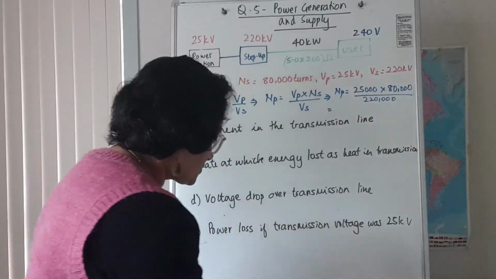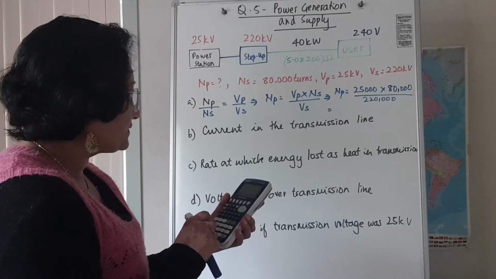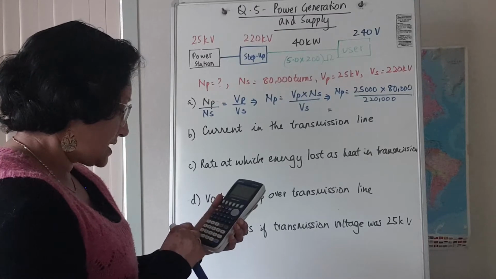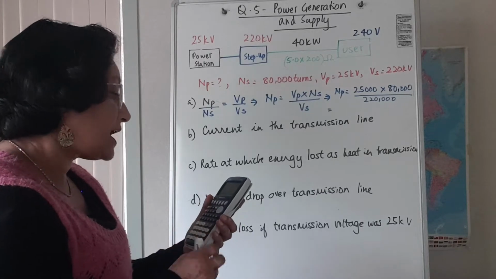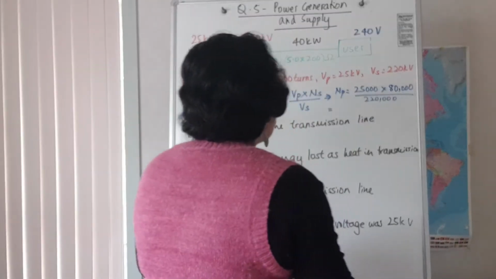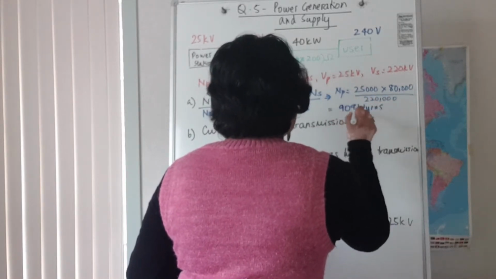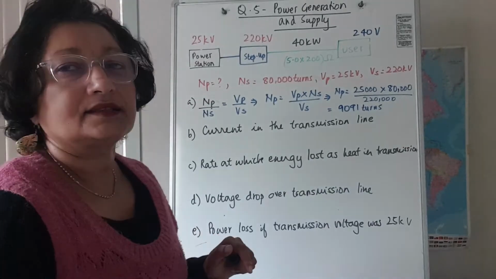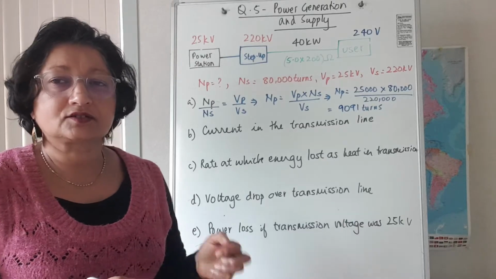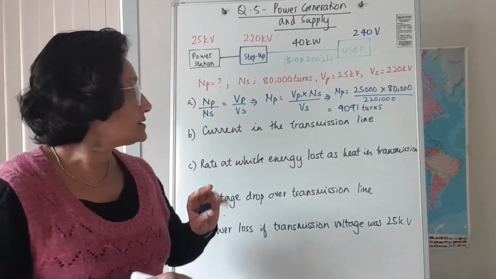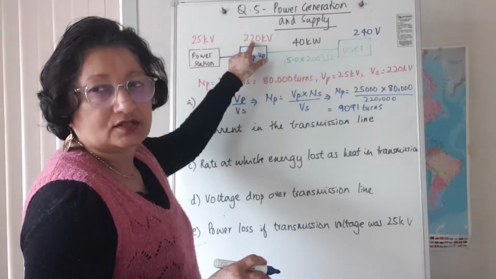And then when you do all that, 25,000 times 80,000 divided by 220,000, you get 9090.9. So that is about 9091 turns. So that's the answer to this part. Okay, the next one is to calculate the current in the transmission line. Now the current in the transmission line is dependent on two things: the power at which it's transmitted and the voltage at which it's transmitted.